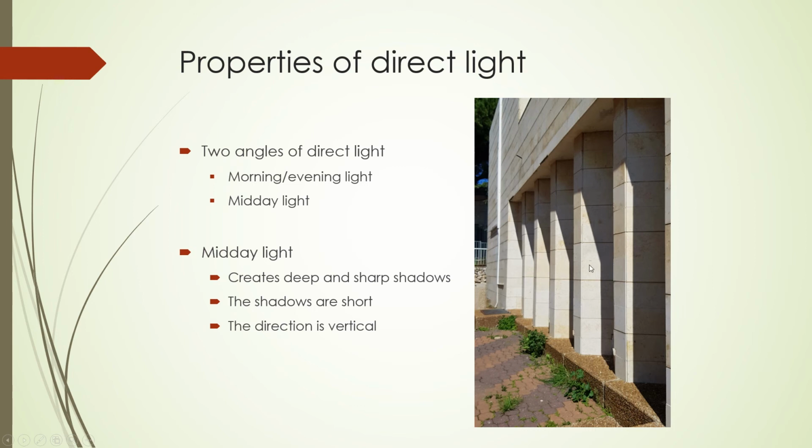lit and very good. And the shadows are short, so if there is an object, you can see by the plants here, the shadows are really short, just small spots of dark places. And the direction, of course, is vertical because the sun is above us.